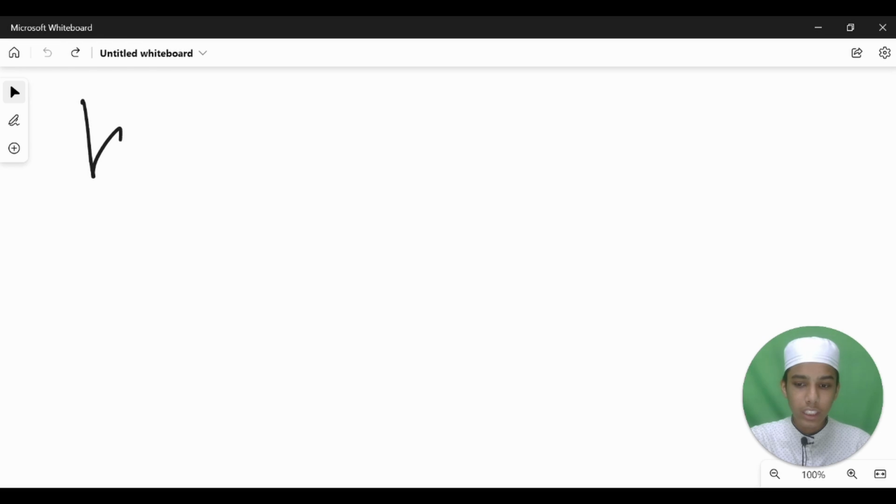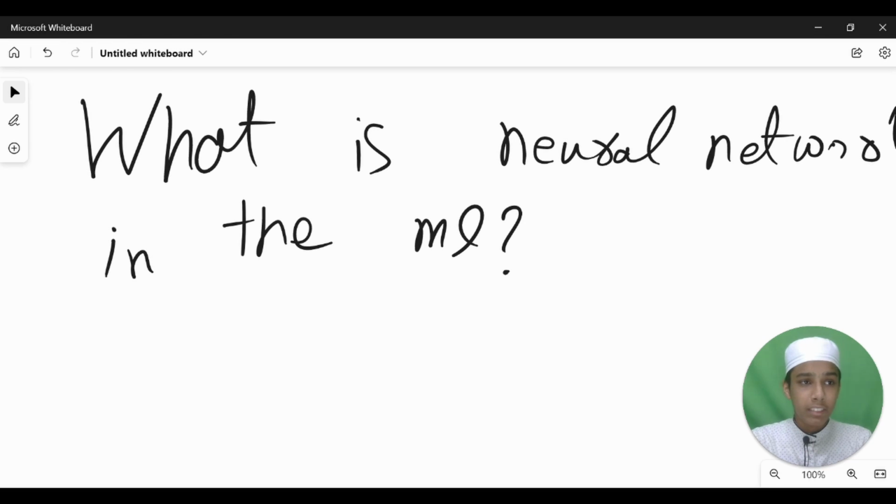First of all guys, we have a question: what is a neural network in machine learning? A neural network is a method in artificial intelligence that teaches computers to process data in a way that is inspired by the human brain. It's a type of machine learning process called deep learning. It uses interconnected nodes or neurons in a layered structure that resembles the human brain.